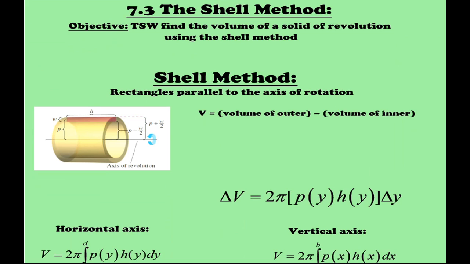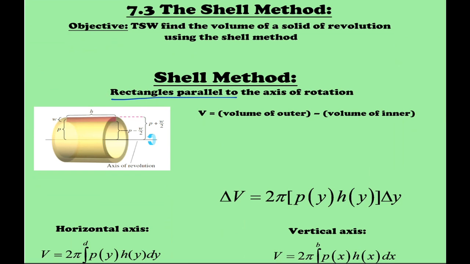But the rectangles don't always have to be perpendicular. They can be parallel to the axis of revolution. That's what we're going to talk about today, called the shell method, where our rectangles now are going to lie parallel to the axis of revolution or the axis of rotation.